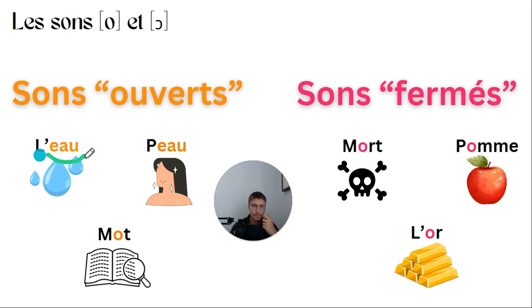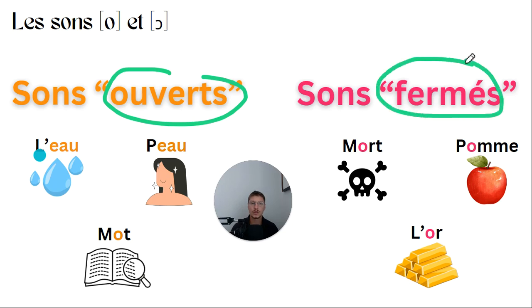Same here. Lo, there's nothing. But in all the examples here, after the sound O, you have the sound of a consonant, like mort. After O, you have R, mort. So it's as if the sound O is closed by the consonant R. Ici, on a pomme, pomme. It's as if the sound O is closed by the consonant M. Et ici, l'or is just like mort. Okay? So this is what we have, open sound and closed sound.